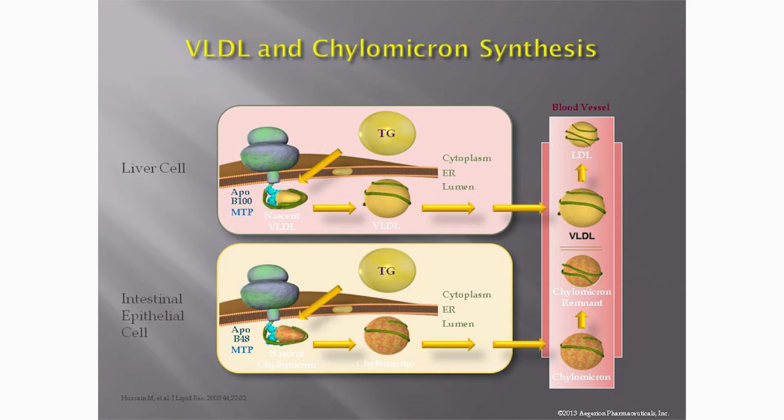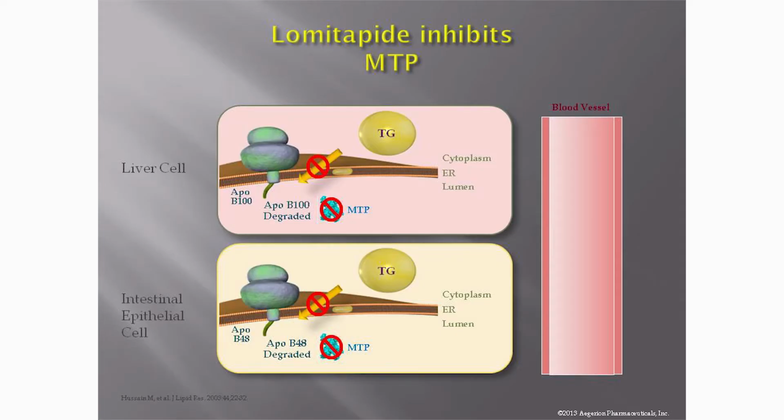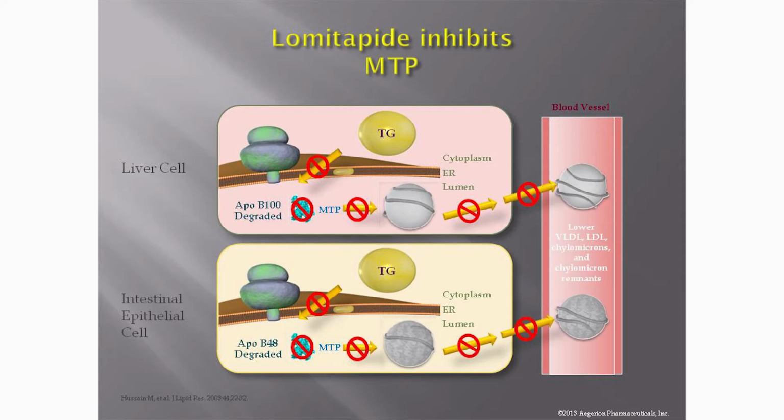You have the ribosome on there, you're building the ApoB, you're wrapping it around the triglycerides and the cholesterol, you're producing the VLDL, you're producing the chylomicron, and you could see how that works. Now what happens if we inhibit it? And you could see over the next couple of slides that the inhibition of MTP by lamidopide does a couple of things. It blocks the production of VLDL, which downstream will lower LDL quite significantly. It blocks the production of chylomicrons.